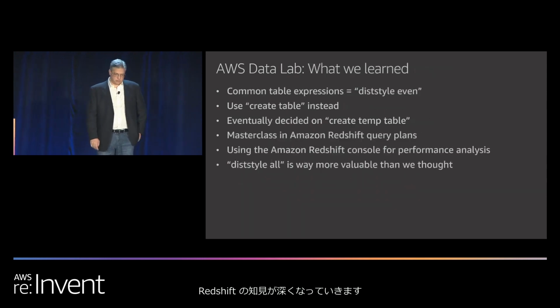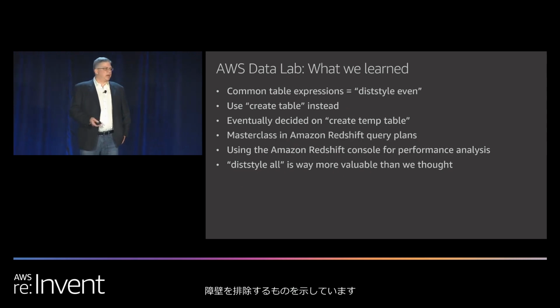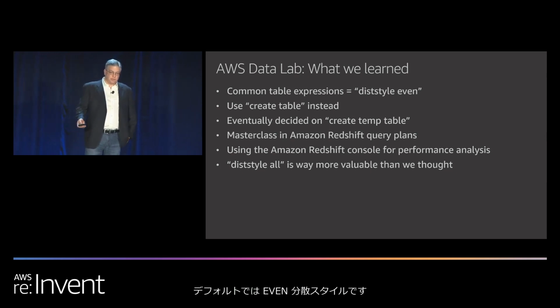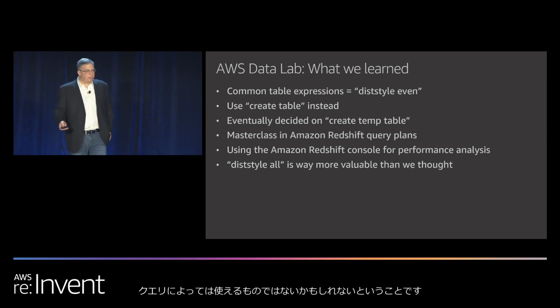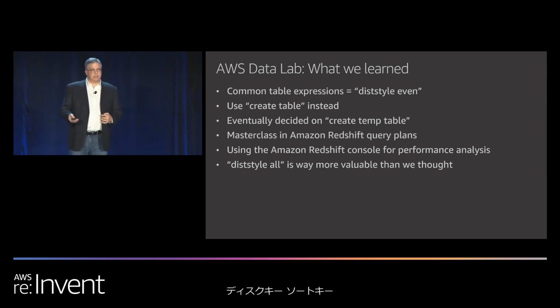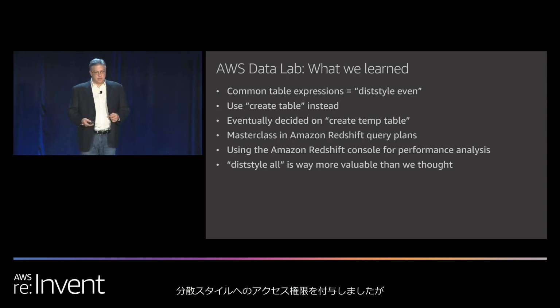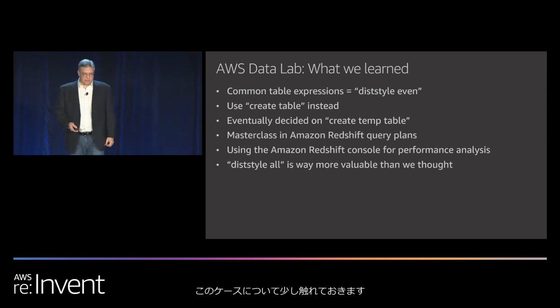Okay. So the first 3 bullets are essentially what solved the problem or what removed the blockers. Code had a lot of common table expressions in it. That defaulted to DISTSTYLE EVEN. That doesn't mean DISTSTYLE EVEN is bad. It just might not be what you want for that particular query. Used CREATE TABLE instead, which gave access to DISTKEYs and SORTKEYs and DISTSTYLEs, but eventually decided to create TEMP TABLE. And I'll get into a little bit why that's the case.